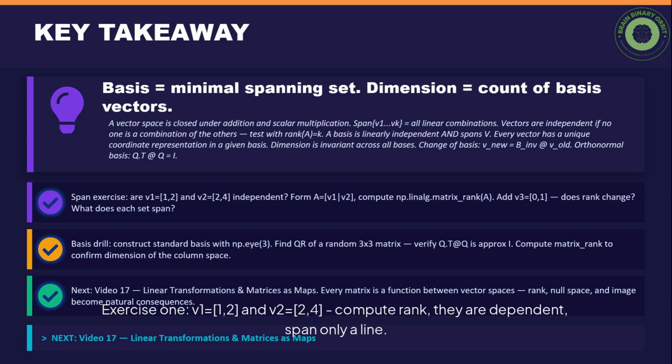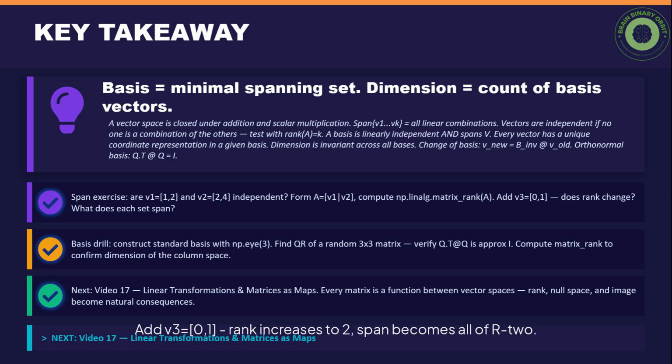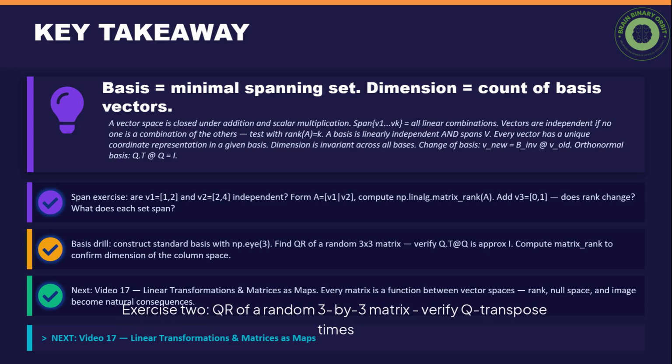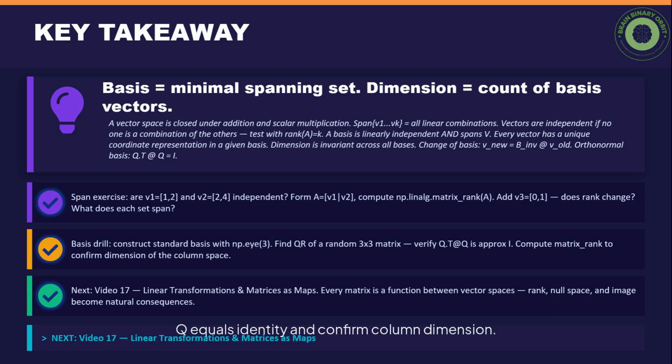Exercise 1. v1 equals (1, 2), and v2 equals (2, 4). Compute rank. They are dependent, span only a line. Add v3 equals (0, 1). Rank increases to 2, span becomes all of R2. Exercise 2. QR of a random 3 by 3 matrix. Verify Q transpose times Q equals identity and confirm column dimension.